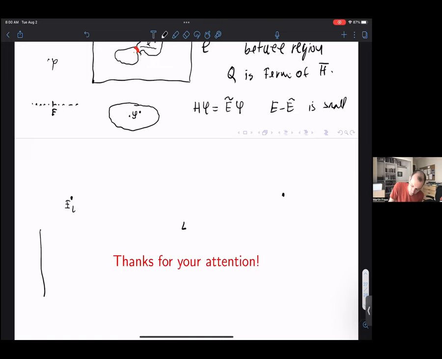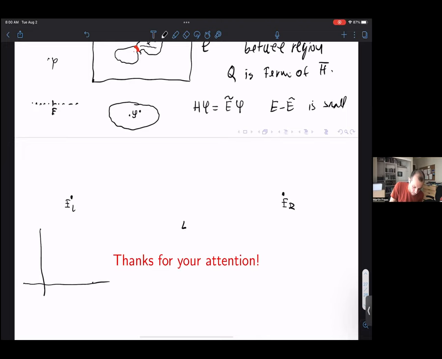And as S moves, if the two systems are independent, then these two energies cross. If these two systems are moving independently, these two energies cross, but energies never cross. So what happens in reality is that these two eigenvalues have an avoided crossing.